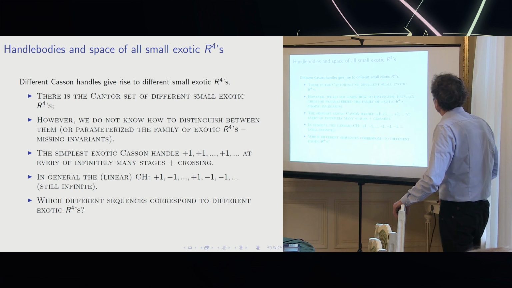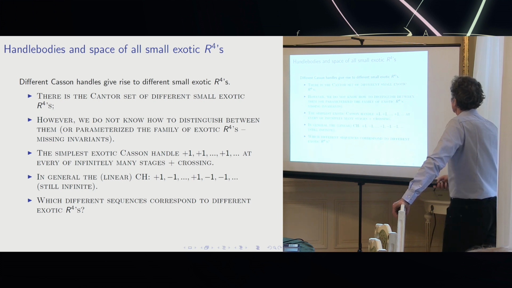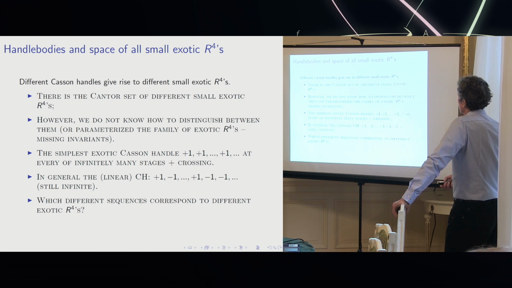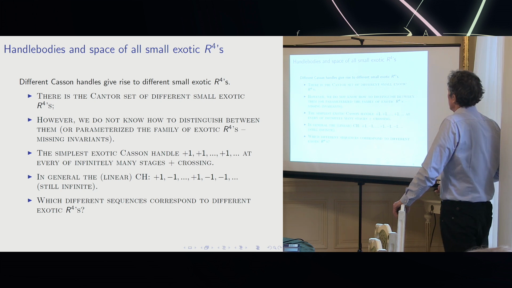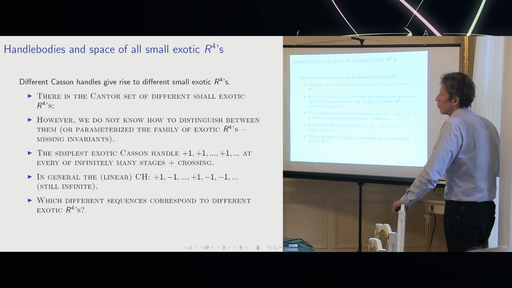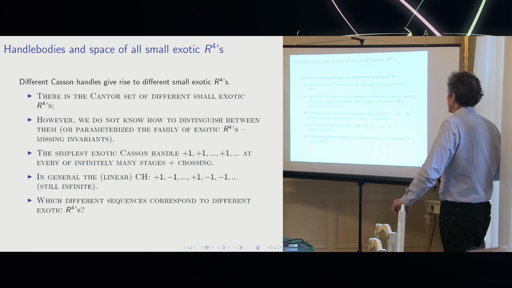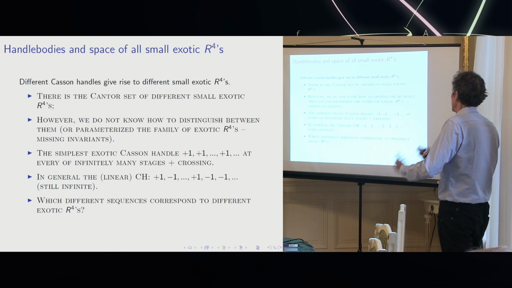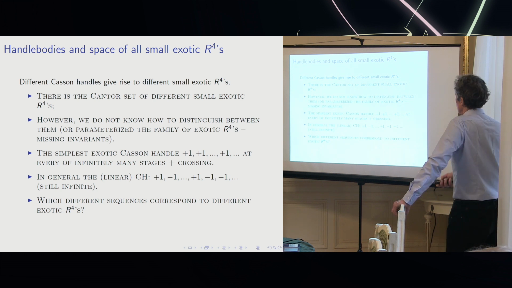Okay, let me switch to discussing the space of all small exotic R4. Small means that they are embeddable in the standard R4 as some open subsets. Large means that they cannot be embedded in R4 because there exists some compact subset which is not embeddable. But we don't need these technicalities here.